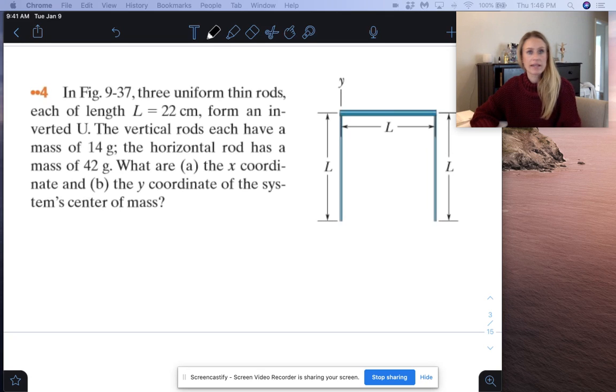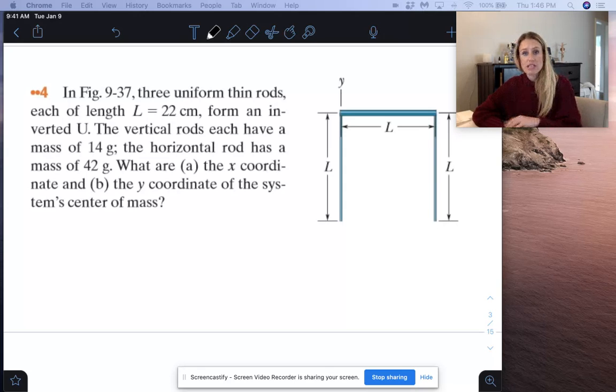So here's our second example for center of mass. And in this example, there are two things that are very, very important to note here. So we have in this figure 3 uniform thin rods, each of length L equals 22 centimeters, form an inverted U. The vertical rods each have a mass of 14 grams and the horizontal rod has a mass of 42 grams. What are A, the x coordinate, and B, the y coordinate of the system's center of mass?